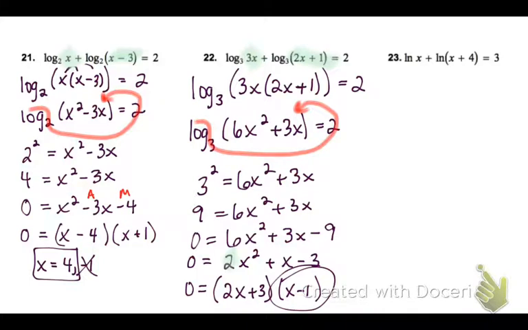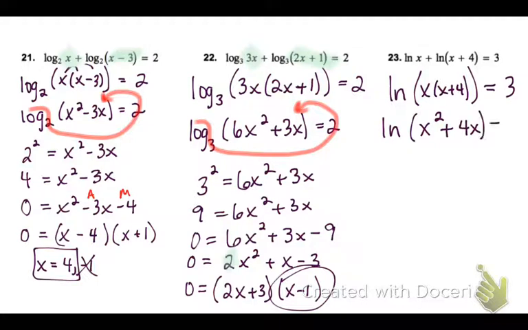Okay, for this last one, same idea. I have a natural log going on. So ln of x times x plus 4, because I have an addition going on between my two logs. Distribute your x. Now I need to write this in exponential form.